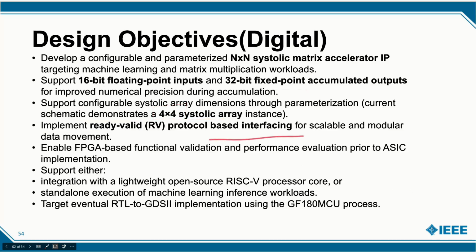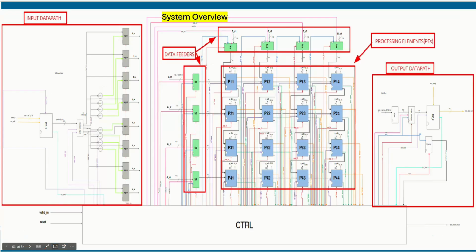For interfacing, we will use a divided protocol, and we will synthesize it on FPGA as well, and then integrate it on a RISC-V processor to run machine learning. So it's a top-level design having processing elements, data feeders, and input and output data paths.